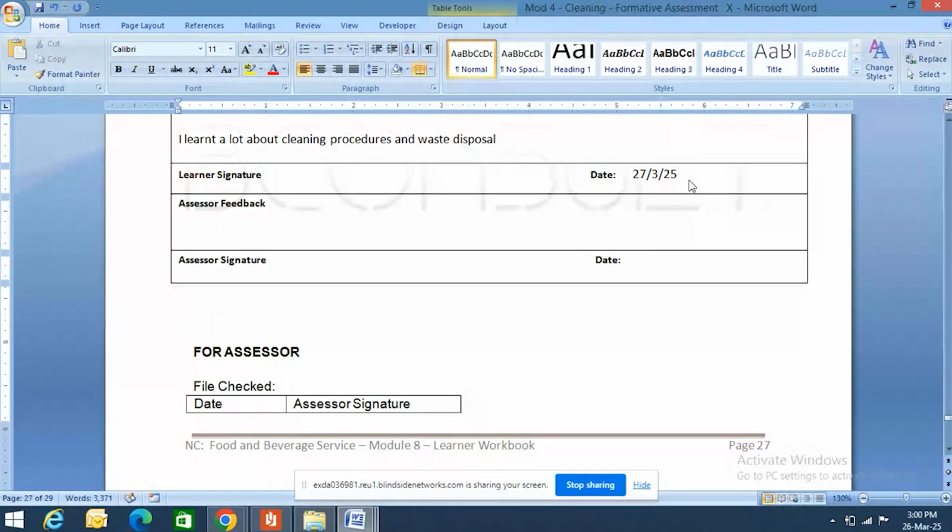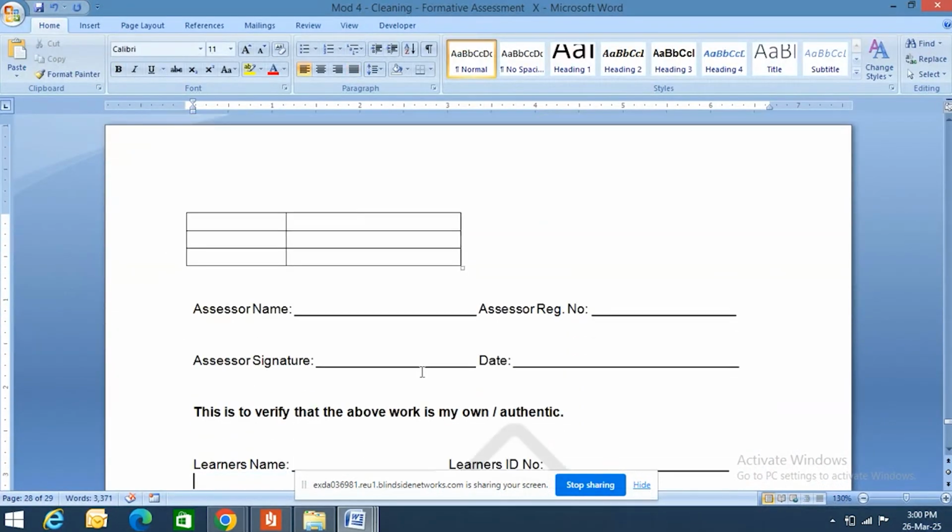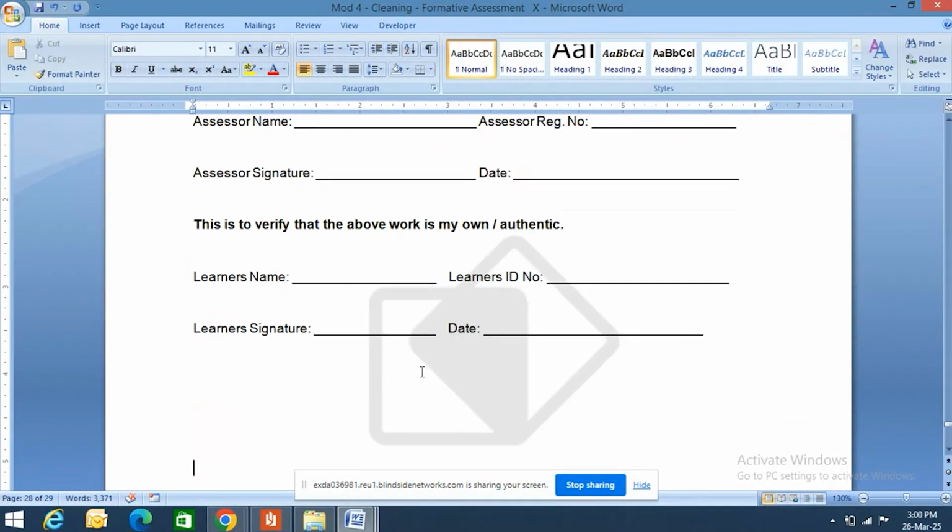Okay. Then I'll sign for assessor and I'll put my date there in the bottom here. The next page says this is to verify that the above work is my own, authentic, meaning you wrote it, no one else wrote for you. You're going to write your name and surname, your ID number. You're going to sign, and the date is the 27th. Name and surname, ID number, signature, and date.